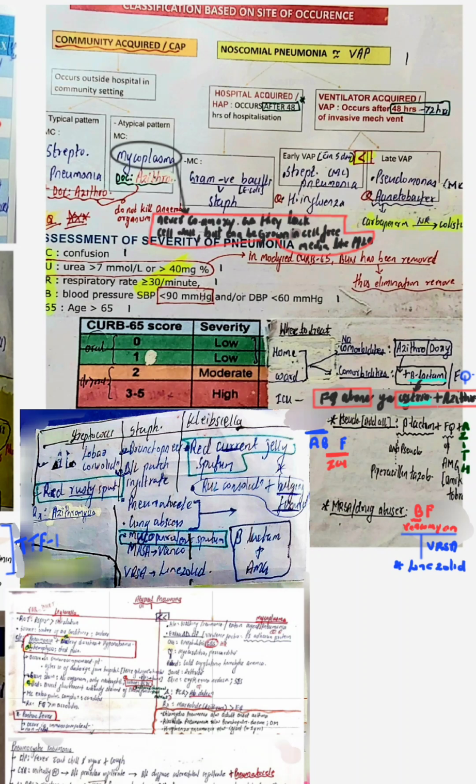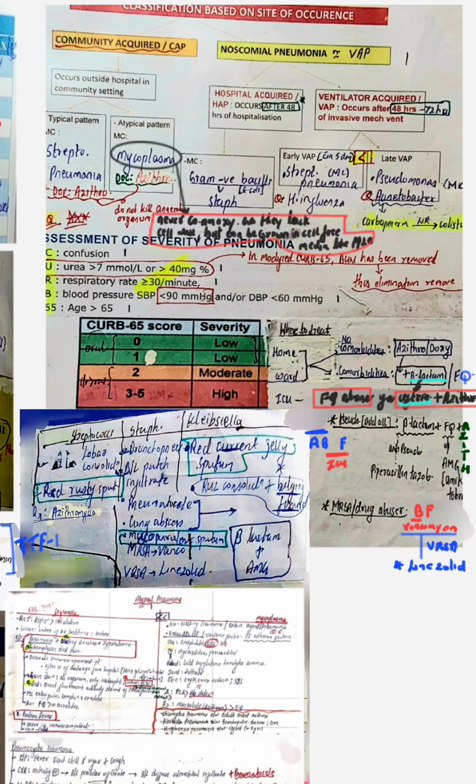Ventilation associated pneumonia occurs after 2 to 3 days of invasive mechanical ventilation. Early is within 5 days of ventilation, and late is after 5 days. Generally it is late ventilation associated pneumonia, and the most common cause is Pseudomonas. Second is Acinetobacter. For Acinetobacter, drug of choice will be carbapenem, but if it is not responding, add colistin.